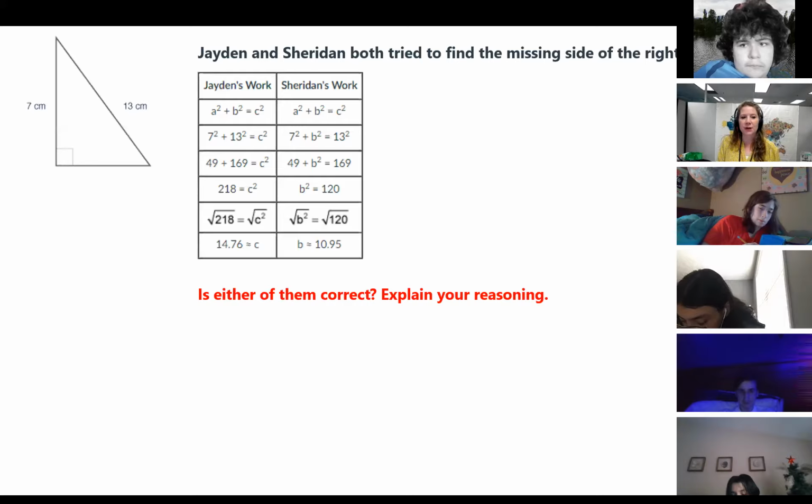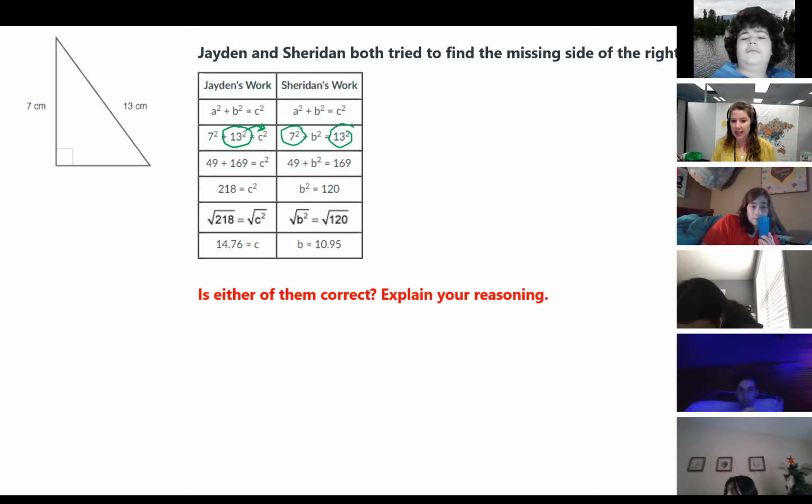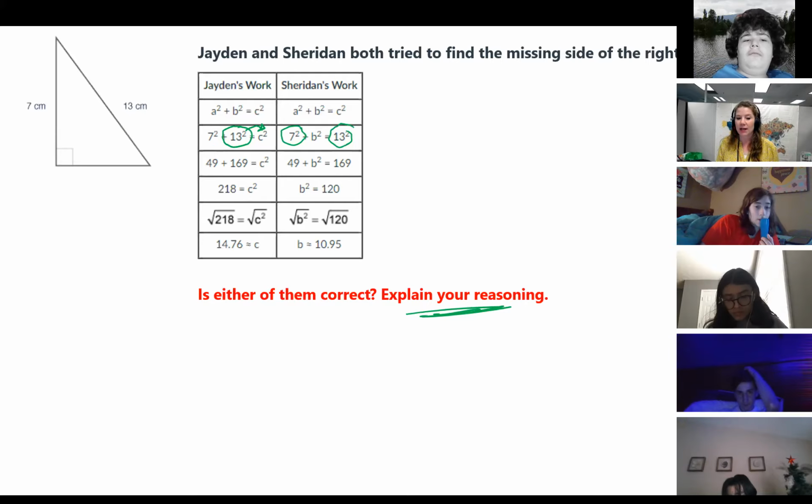Jaden's wrong because right here, guys, he did not use 13 as the hypotenuse, right? Sheridan did. You just want to double check Sheridan's work and make sure it's correct. I know that 13 squared is 169. I know that 7 squared is 49. If I subtract 49 from 169, it is 120, and the square root of 120 is in fact 10.95. So Sheridan is right. Explain your reasoning. That's exactly what I would say.